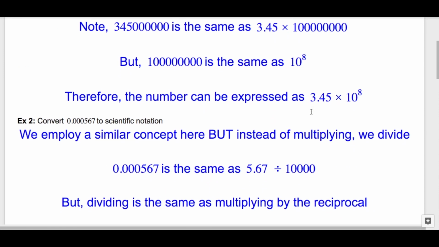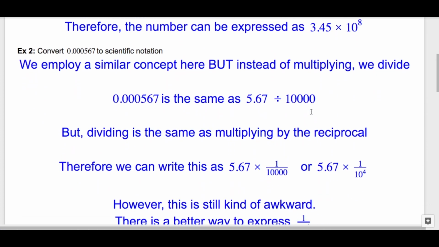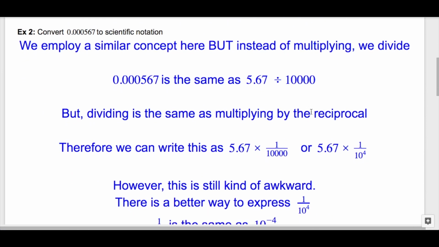Now, what happens when we are dealing with a small number? So let's take a look at this value over here. We have 0.00056. Now, this is a difficult number to write, let alone say, but we're going to do something very similar. But instead of multiplying, we're going to be dividing. So this value, 0.00567, is the same as 5.67 divided by 10,000.